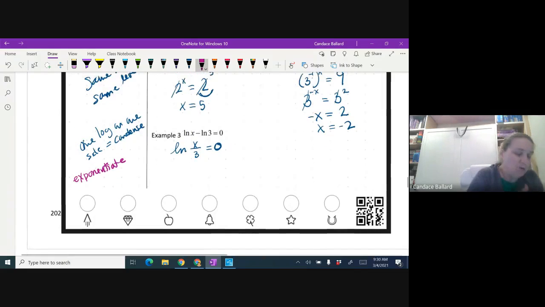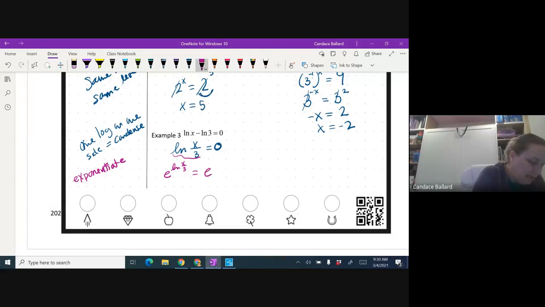So whatever I do to the left side of the problem, I have to do to the right side of the problem. Those are our algebra rules, right? I can't just do it to one side. So I know the way I get rid of natural log is by doing e to this power. And we call that process exponentiating.